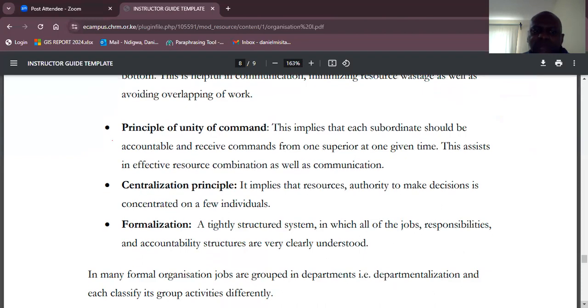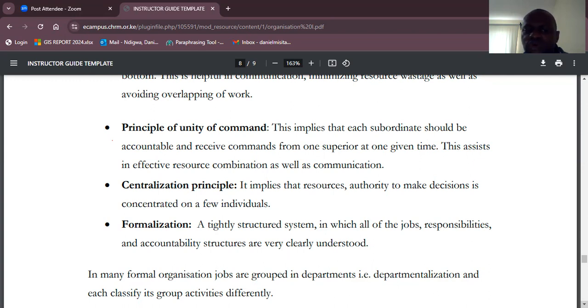Another principle is the principle of unity of command. This implies that each subordinate should be accountable and receive command from one superior at one given time. So you need to have unity of command so that you don't have conflicting roles where employees are getting confused on who they are supposed to report to. And this helps in ensuring that work is very effective and people are also accountable in what they do.